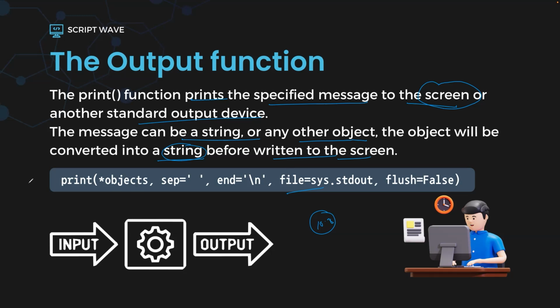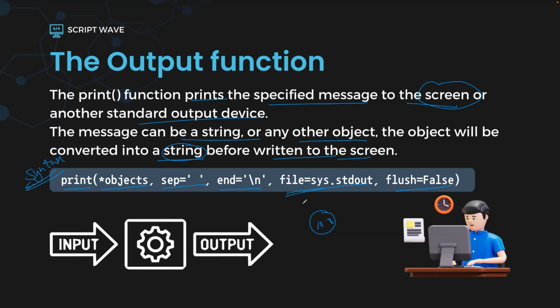Okay. Now we have the syntax here. We'll start with the keyword print. We'll understand the terminology keyword in the next lecture. Then we have the objects. We'll see how we can define the objects and how we can add them. Then we have the separator. Then we have the end. Then we have the file and flush.